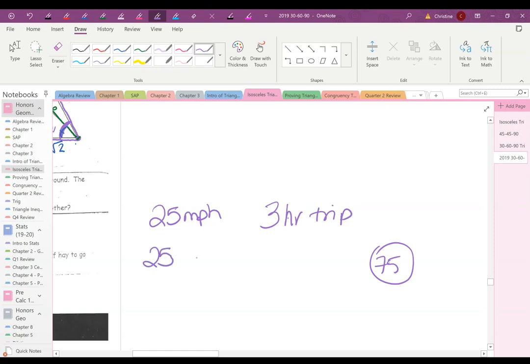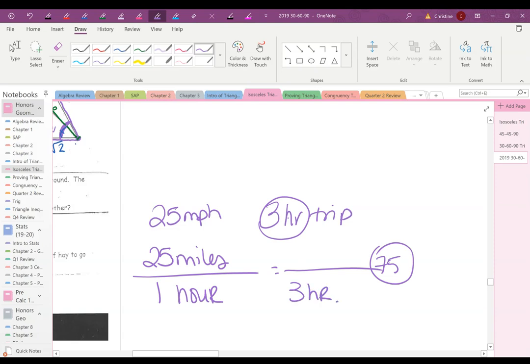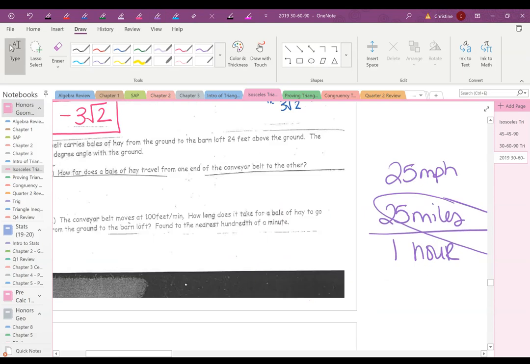25 miles per every 1 hour. I'm taking a 3-hour road trip. How many miles would that be? So you can see I just did 25 times 3. This just is x times 1, so that's easy. And you get 75 miles. We're going to need that.